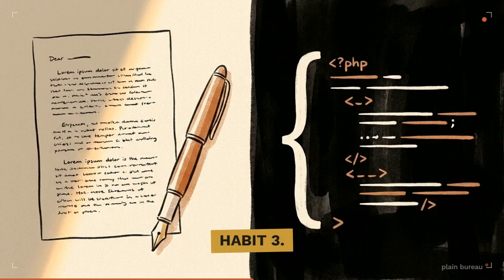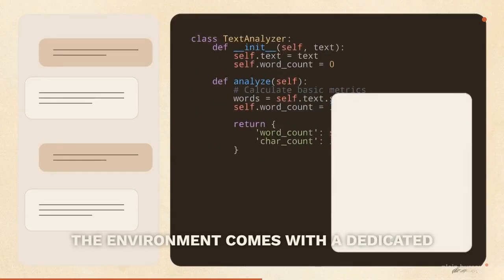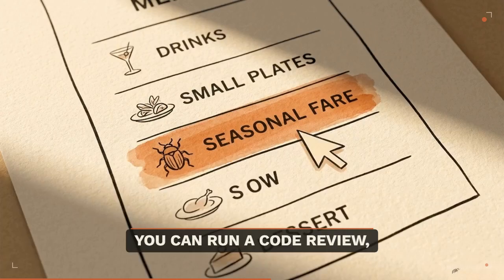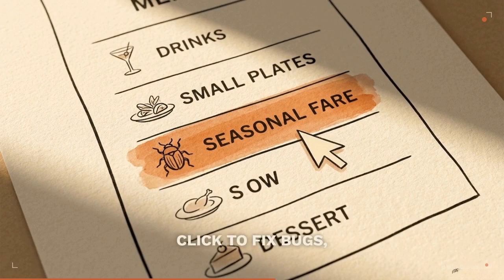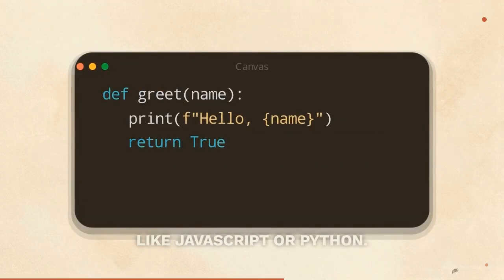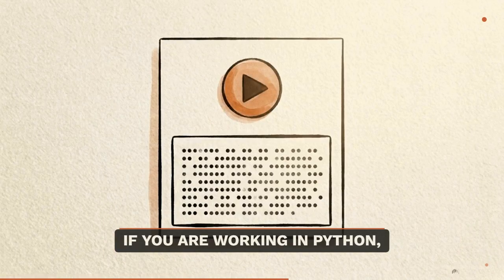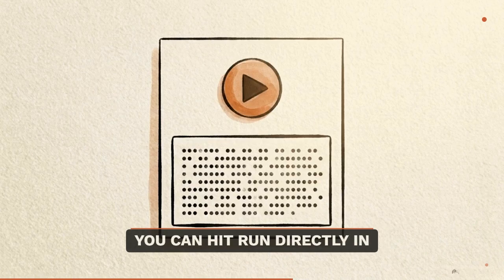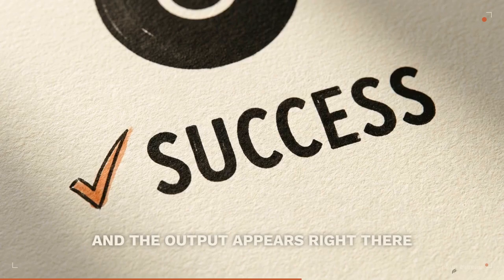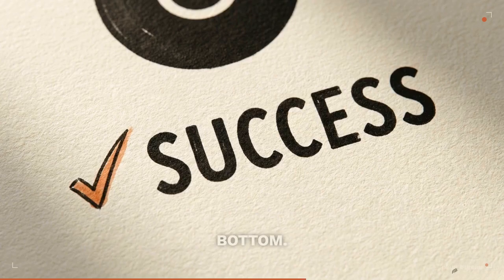Habit 3. Use this exact same workspace for code. The environment comes with a dedicated set of coding tools. You can run a code review, add comments, click to fix bugs, or port a script to another language, like JavaScript or Python. If you are working in Python, you can hit Run directly in the browser. The script executes, and the output appears right there in a console anchored at the bottom.